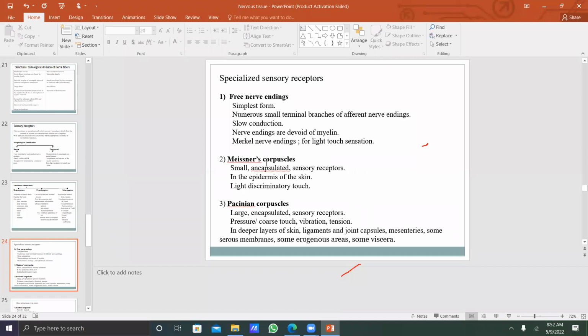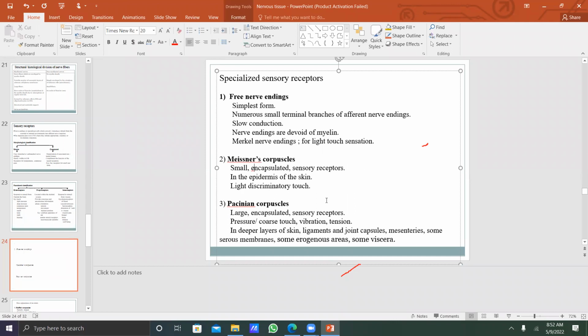Another one is the Meissner's corpuscles. They are small encapsulated sensory receptors which are found in the epidermis of the skin. These are responsible for the light discriminatory touch.